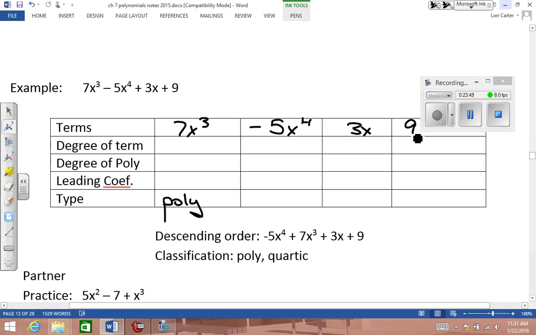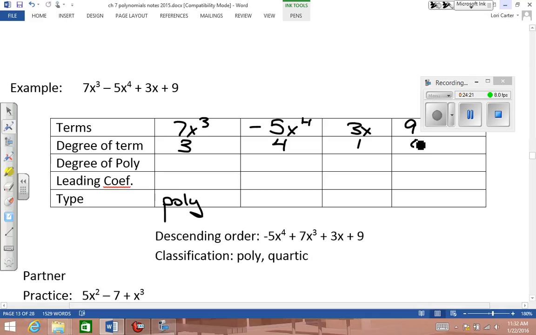Okay, what's the degree of 7x cubed? 3. Okay, raise your hand if you know the degree of the next one. Let's do Shaylin. What's the degree of the next one? 4. And Nicole, what's the degree of the next one? 1. And Christian, what's the degree of the last one? 0. Good.